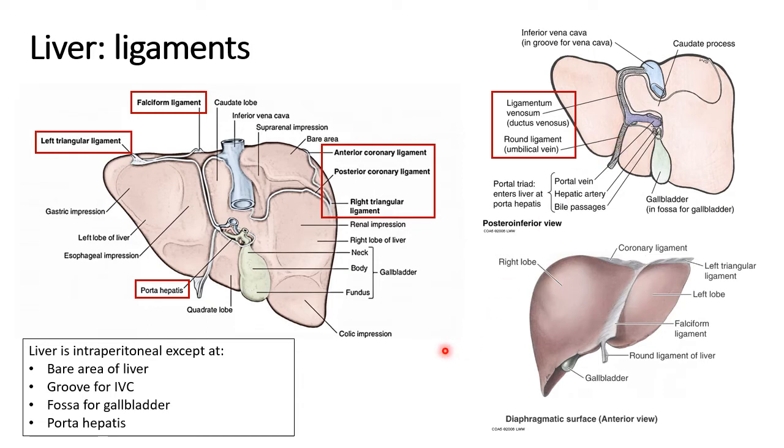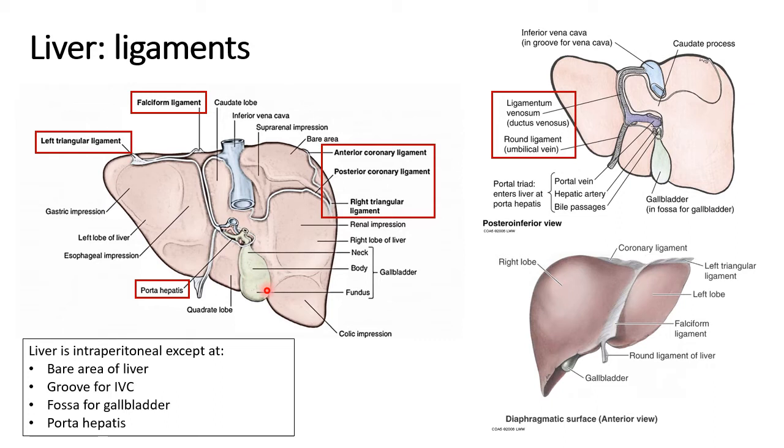I also mentioned that most of the liver is intraperitoneal, covered by the visceral peritoneum, except a few areas. One of them is the bare area. I've already mentioned it. And the other area is this. This area is called the porta hepatis. It's like the hilum of the liver, or the gate to the liver, where structures enter or come out. So the porta hepatis is not covered by visceral peritoneum.